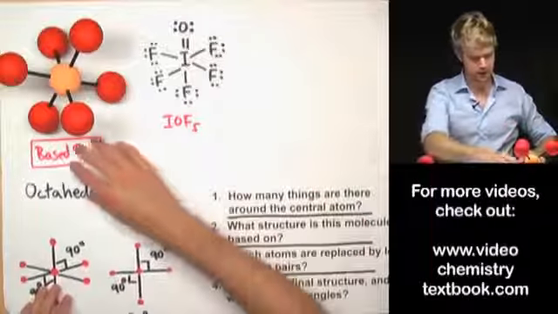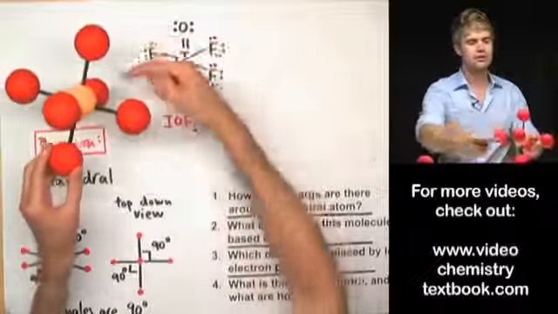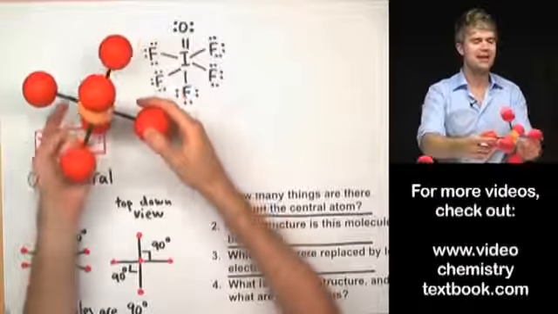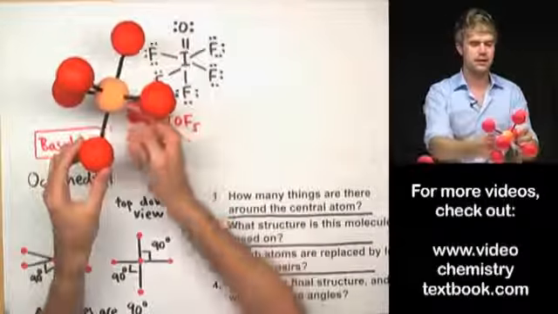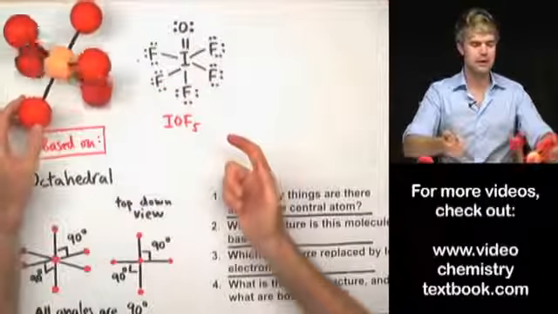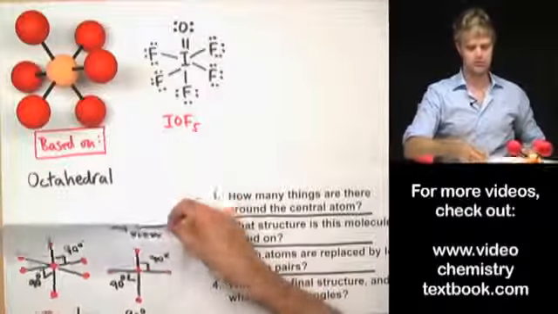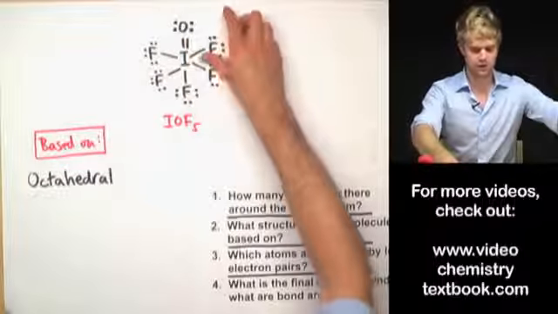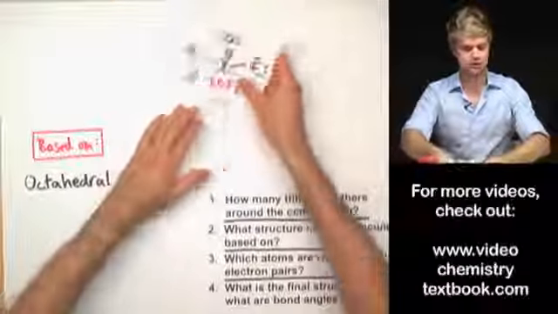And just to brush up on the angles, every single one of these angles in an octahedral between any two bonds is going to be 90 degrees. They're all right angles. So this was really easy. 6 things, 6 atoms, no unshared electron pairs, and you have an octahedral molecule.